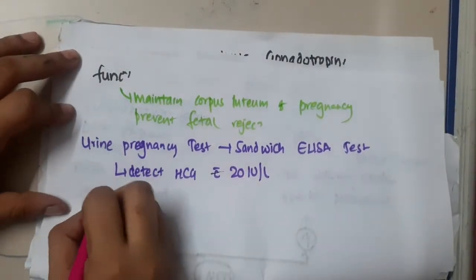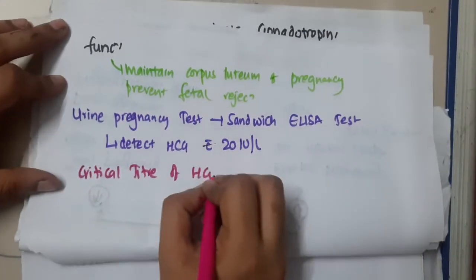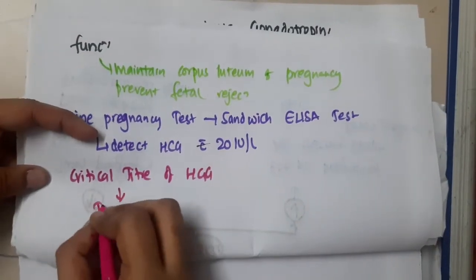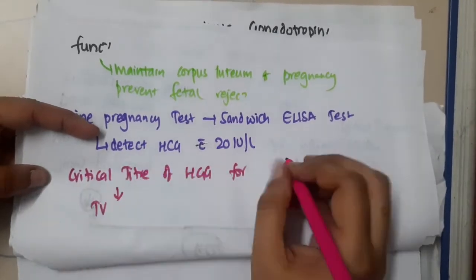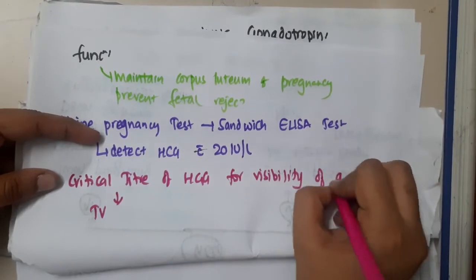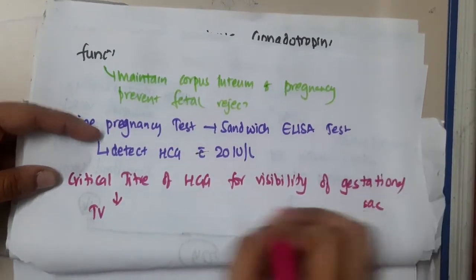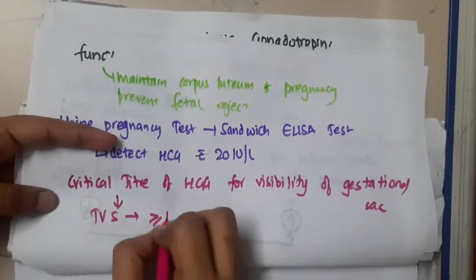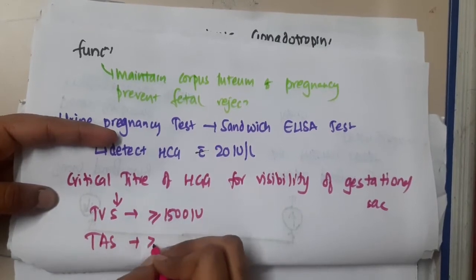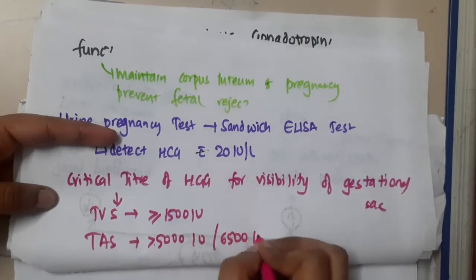So what is the critical titer of HCG? The critical titer of HCG value is for visibility of the gestational sac. For the gestational sac to be visible, how much HCG should be present? For transvaginal ultrasonography, it should be more than or equal to 1500 international units, and for transabdominal ultrasonography, it is more than 5000 international units or 6500 international units.